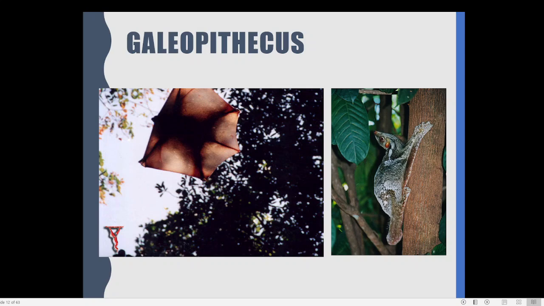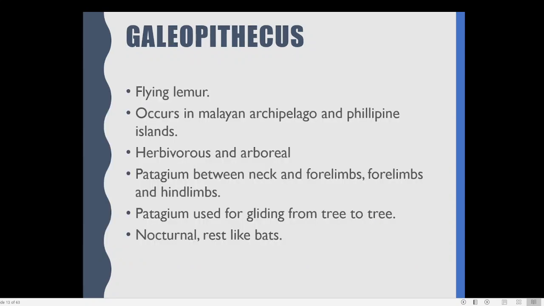So that is why these animals which do not have any good fighting ability are usually nocturnal and come out during night only. So these are the important features of Galeopithecus, and here we can see that it belongs to an order known as Dermaptera.